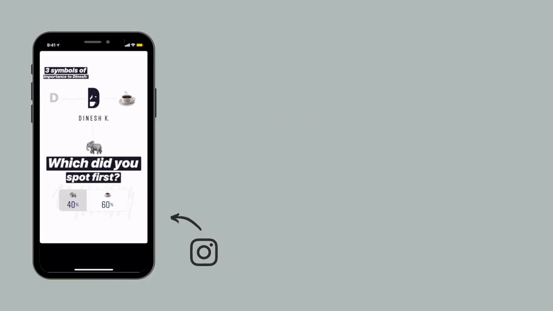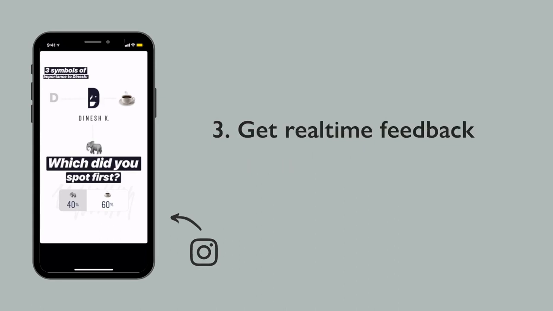It's also a great way to get feedback in real time, right? Let's say you're deciding between two logos or two book covers or two designs. You could put those on Instagram and let people actually participate in that experience of weighing in.